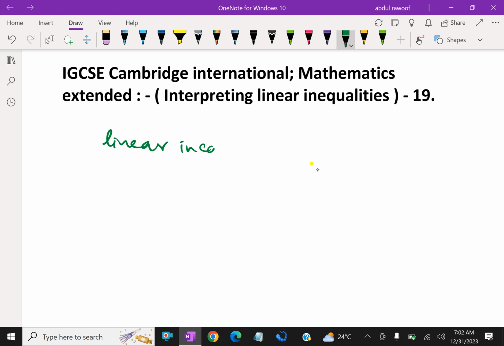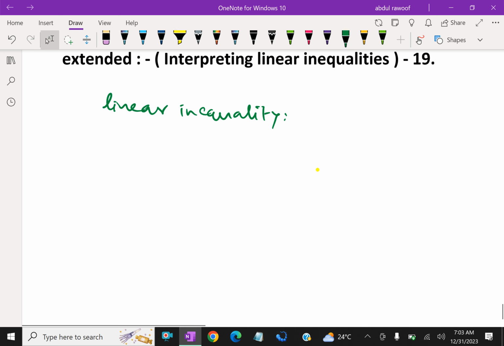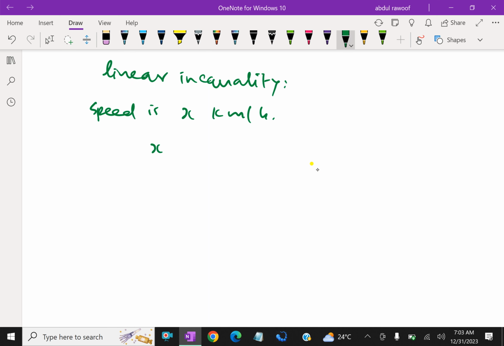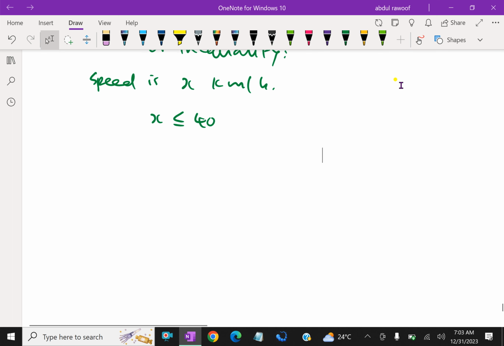Linear inequality, which means suppose speed is x kilometers per hour, then we can say x must be less than or equal to 40 kilometers per hour. What does it mean? It means x must be equal to 40 kilometers per hour or less than 40 kilometers per hour. So how do we represent this in a graph?